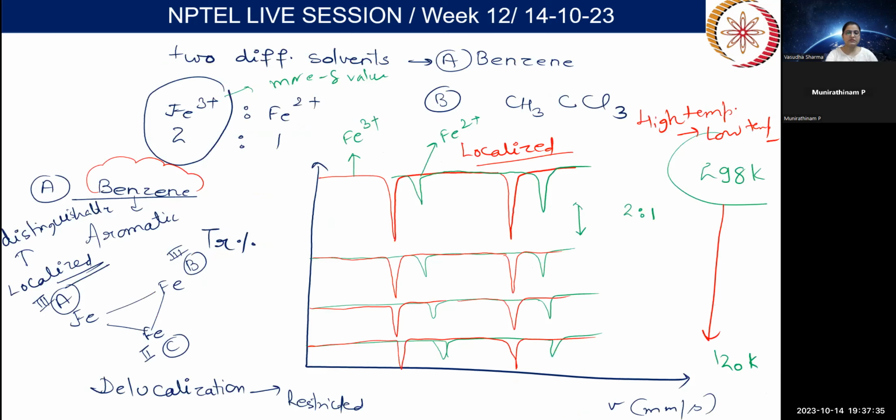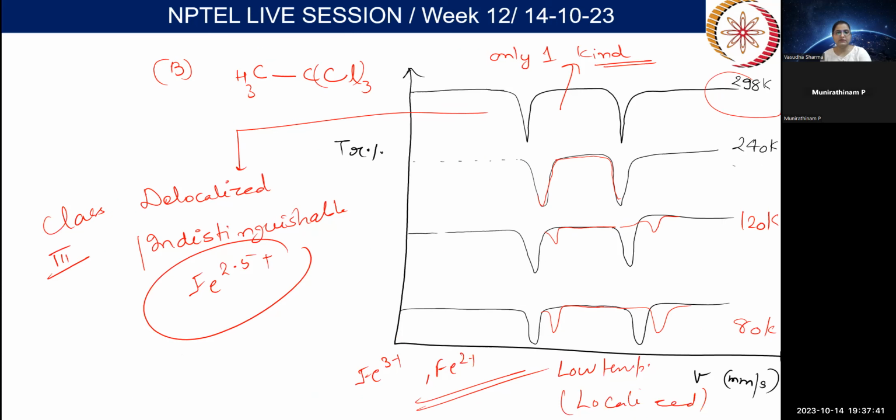So we will observe this kind of spectra where we can distinguish the iron 2 plus and iron 3 plus. But when we have a solvent which is not participating, the dynamic nature increases, so iron 3 plus can transfer the electron to the other iron because there is a bridging ligand. Through the transfer, the average environment of 2.5 comes, and that is why the first one is indistinguishable, only one peak is coming.